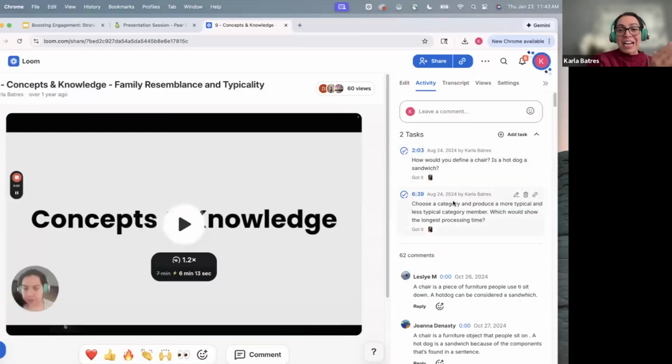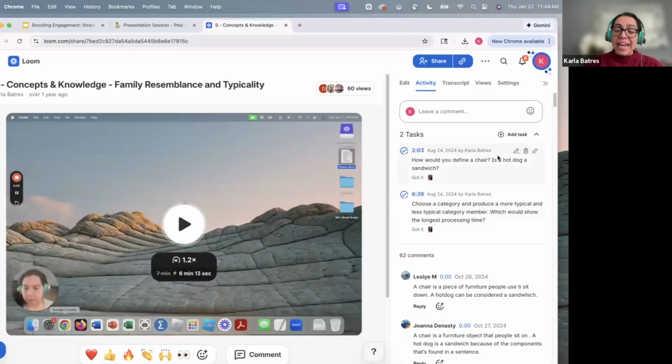So one, to make sure that they're actually watching through and that they're practicing concepts, right? But what I like about this is that they are able to comment and react to me and to each other. So it's almost like a social media kind of feel here, right? That I think creates a more interactive conversation that could be more engaging.